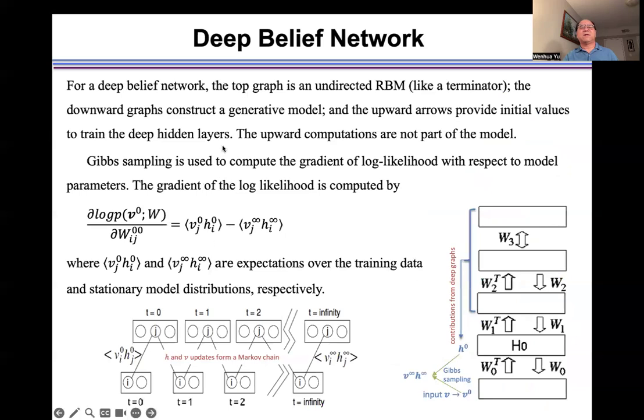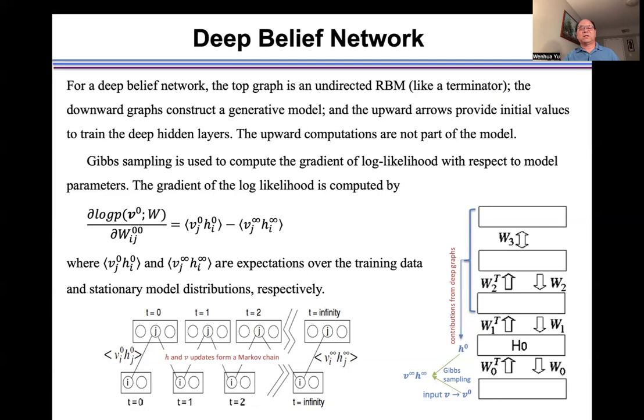For a deep belief network, the top graph is an undirected RBM, and the downward graphs construct a generative model. And the upward arrows provide initial values to train the deep hidden layers here. The upward computations are not part of the model.